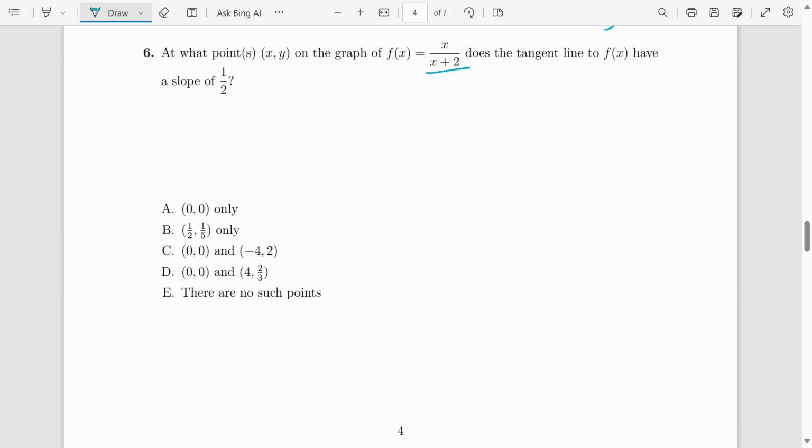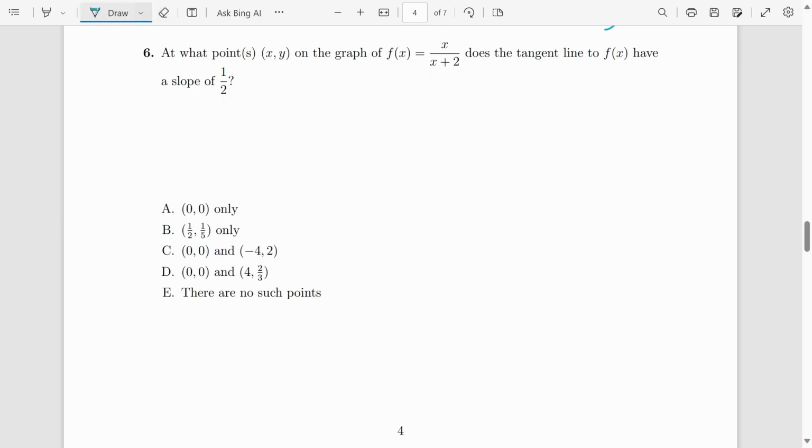So normally for these derivative problems, you take the derivative of f(x) and then plug in some x value, and then you try to find the slope, which is the answer. But in this case, it's the other way around. We're given the slope, and we have to find the x values that the slope occurs at.